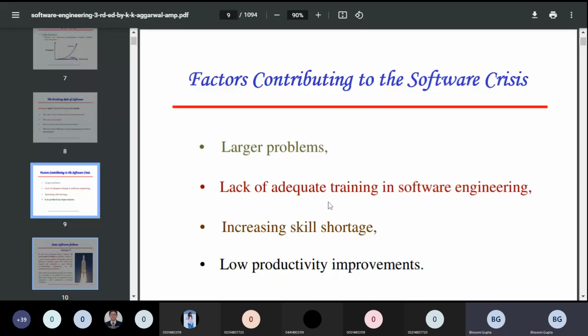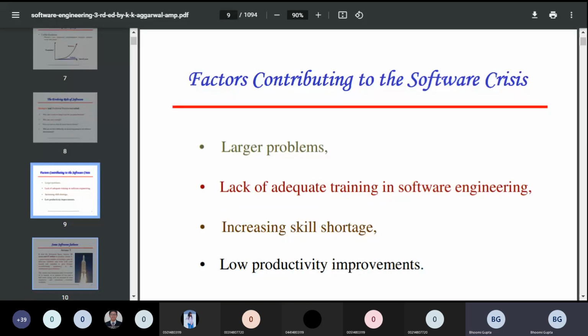And increasing skill shortage. You keep on saying skill development. Theoretically, a person may be marvelous at writing essays, notes, algorithms and flowcharts. But when it comes to developing that particular piece of code, turning that algorithm into code, that is called skill. So there's a lack of skill, a shortage of skill in the market, in the IT industry.